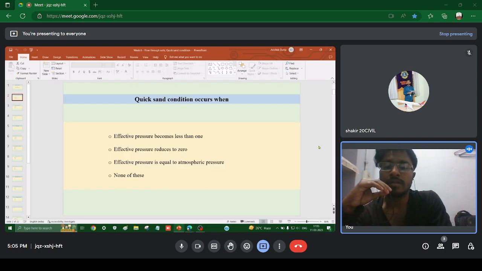I repeat the question. Quicksand condition occurs when the options are: effective pressure becomes less than 1, effective pressure reduces to 0, effective pressure is equal to atmospheric pressure, or none of these.